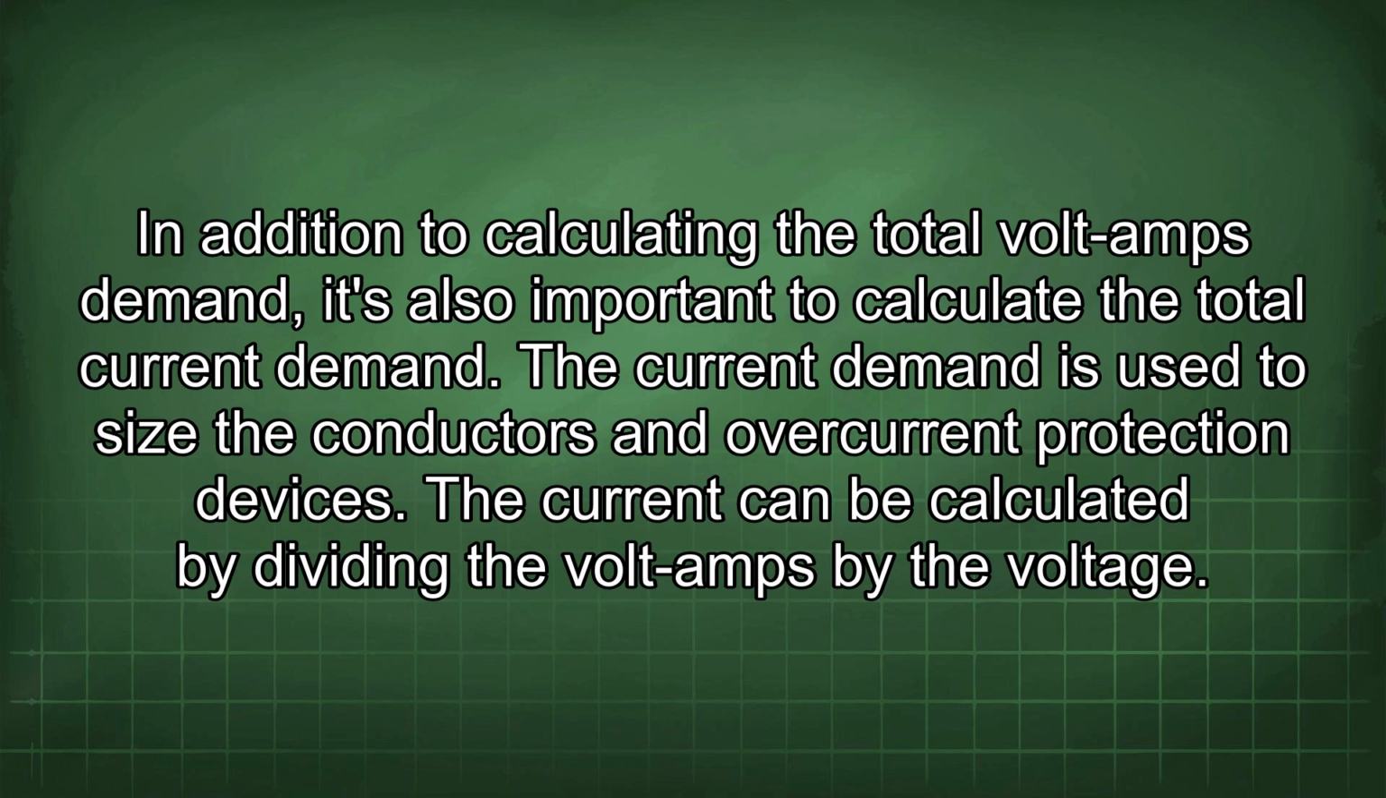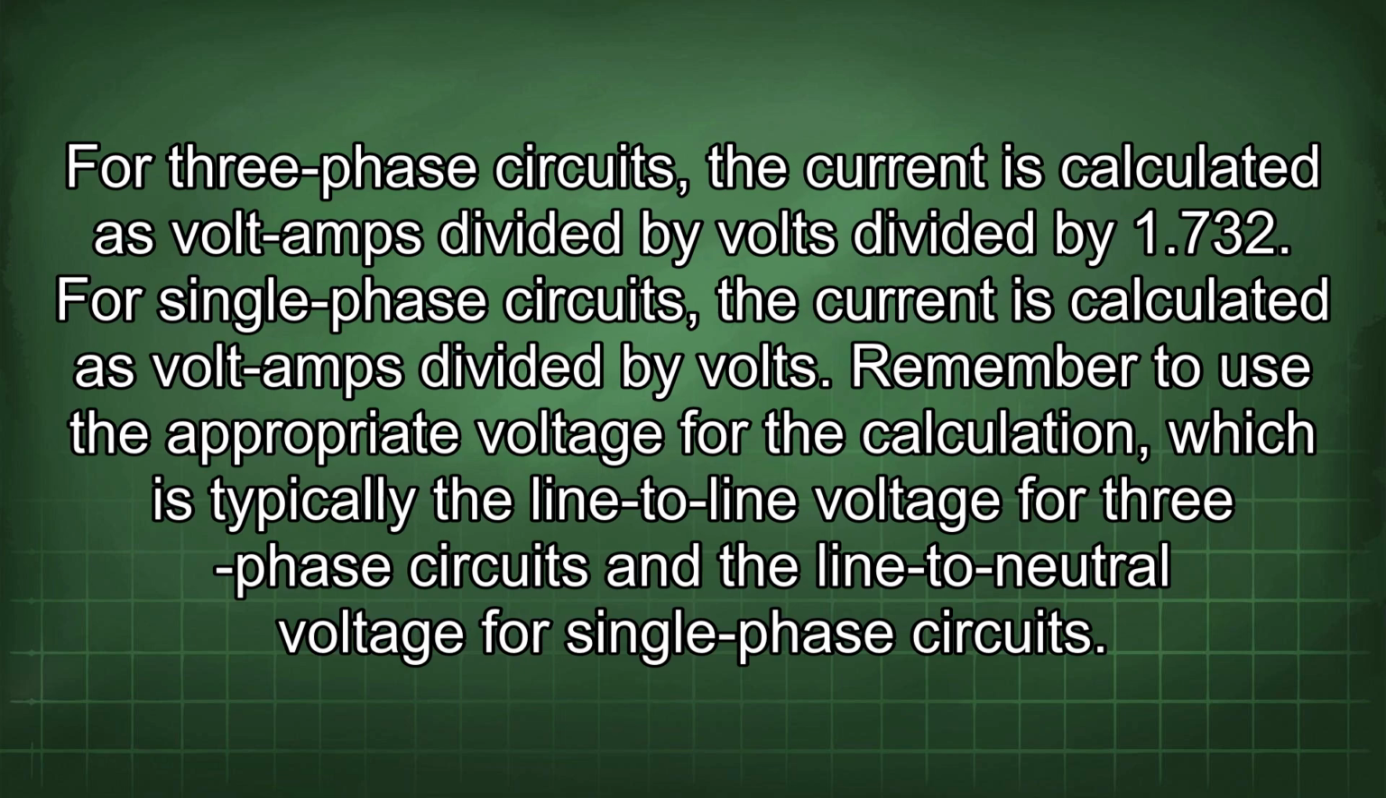In addition to calculating the total volt-amps demand, it's also important to calculate the total current demand. The current demand is used to size the conductors and overcurrent protection devices. The current can be calculated by dividing the volt-amps by the voltage. For three-phase circuits, the current is calculated as volt-amps divided by volts divided by 1.732. For single-phase circuits, the current is calculated as volt-amps divided by volts. Remember to use the appropriate voltage for the calculation, which is typically the line-to-line voltage for three-phase circuits and the line-to-neutral voltage for single-phase circuits.